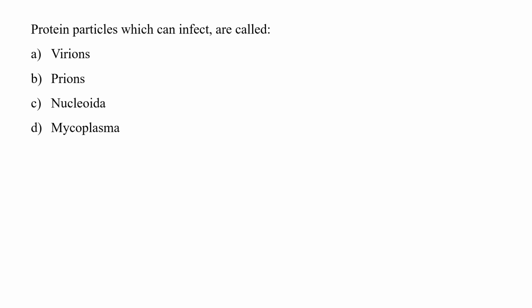Next question says protein particles which can infect are called A. virions, B. prions, C. nucleoida, and D. mycoplasma. So out of the four options, prions are the protein particles which can infect. These protein particles can infect both humans and animals and are sometimes spread to humans by infected meat products. So how they infect is, they basically inhibit the normal protein function by changing their conformation. So the correct option is option number B, prions.